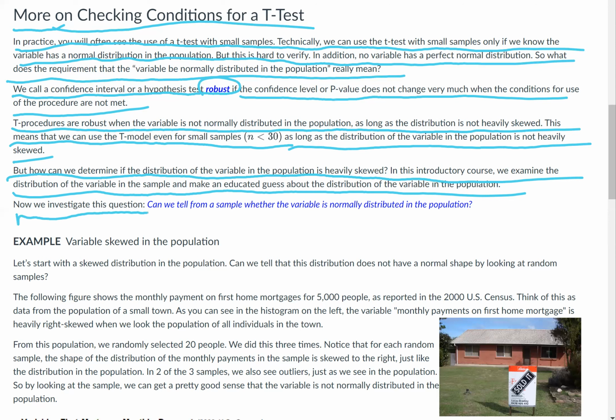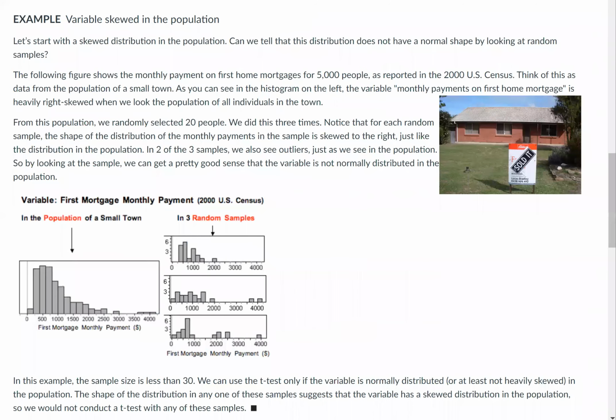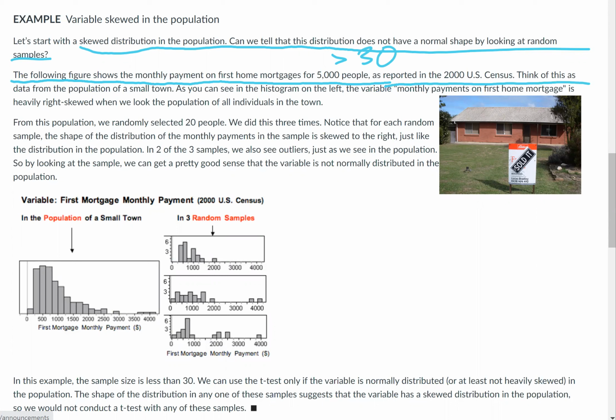Now we investigate this question. Can we tell from a sample whether the variable is normally distributed in the population? Well, let's see. Now we'll look at an example where we see variables skewed in the population. Let's start with the skewed distribution in the population. Can we tell that the distribution does not have a normal shape by looking at random samples? The following figure shows the monthly payment on first home mortgages for 5,000 people. That's a lot, right? That's definitely greater than 30, so it should be okay, as reported in the 2000 US Census. Think of this as data from the population of a small town.